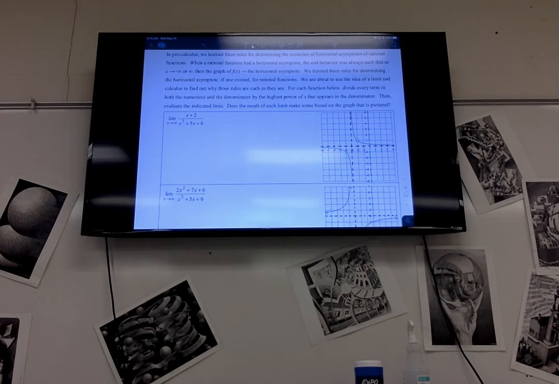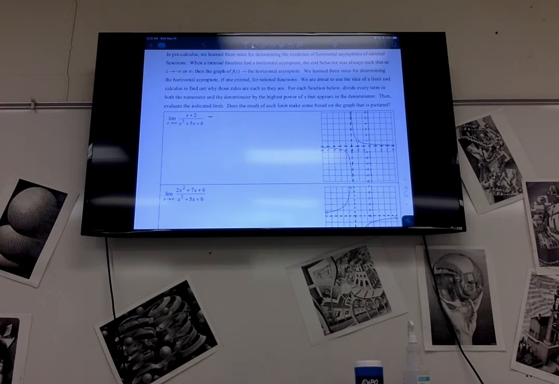We already have a picture over here. We can figure this out without doing it the calculus way, but I am going to show you the calculus way because this is why the stuff works. This is why bottom heavy is always y equals 0. This is why same heavy is always leading coefficient over leading coefficient. This is one of those things last year that I told you in calculus we'll figure out why. Now we're about to figure out why.